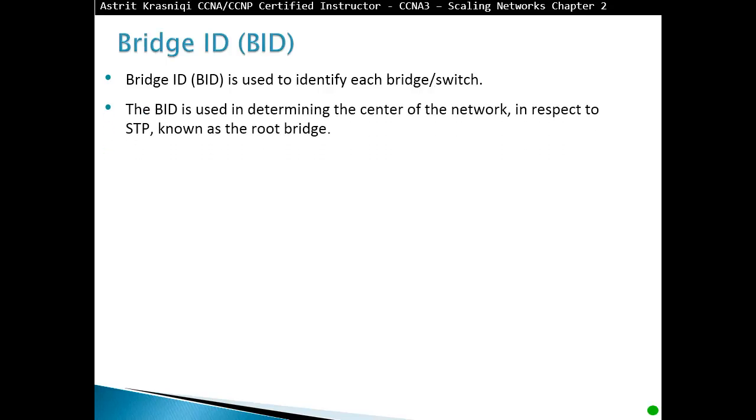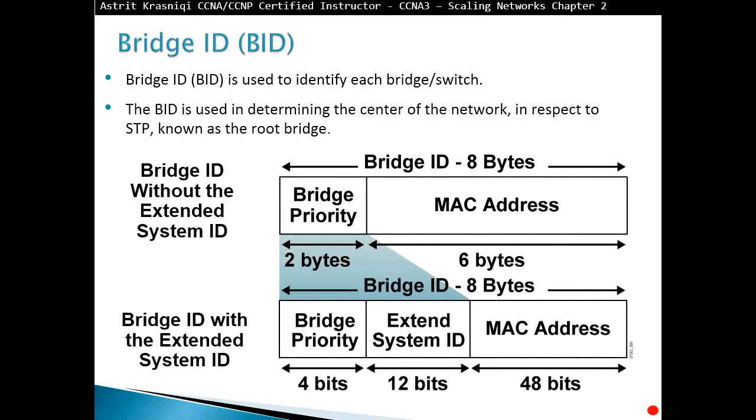So the bridge ID is used to determine the center of the network with respect to spanning tree protocol, known as the root bridge. We need to find out one of the switches to be our root bridge. Imagine in our network we have 5 switches and we can elect one of them to be our root bridge. The way we do that is by using the bridge ID. The bridge ID is made out of these interesting attributes. First, the bridge ID is made with the bridge priority and the MAC address. The bridge priority is 2 bytes and then the MAC address is 6 bytes.